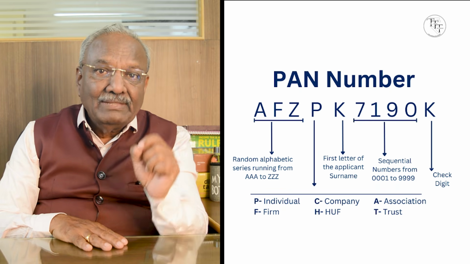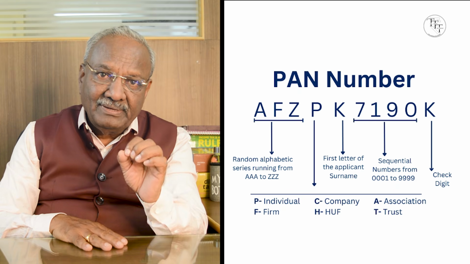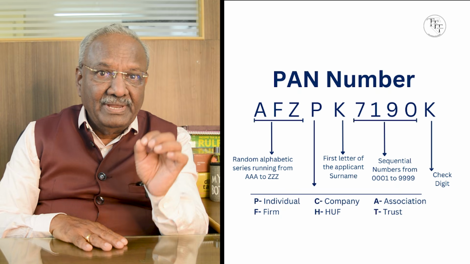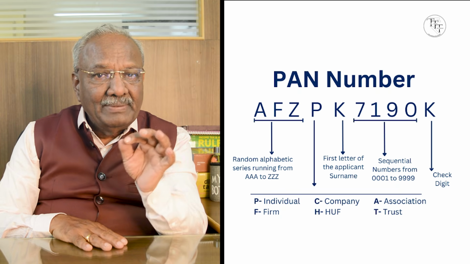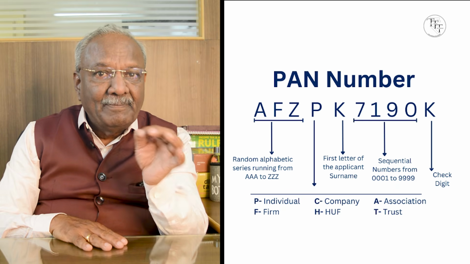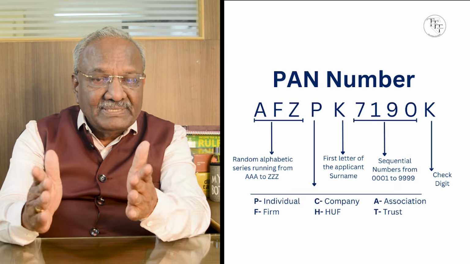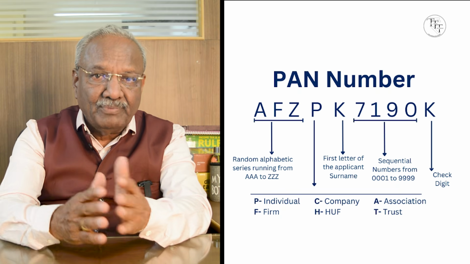Then comes the first letter of your name. Suppose your name is Rajgopal, it will be R. If your name is Nita, it will be N. So if you are an individual, it will be PN or PR, like that. Then the 4 numbers which are there indicate your registration number.